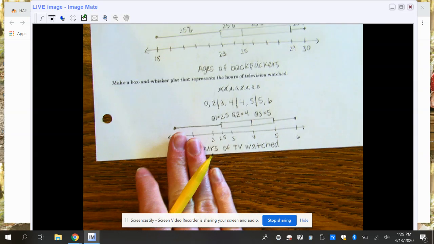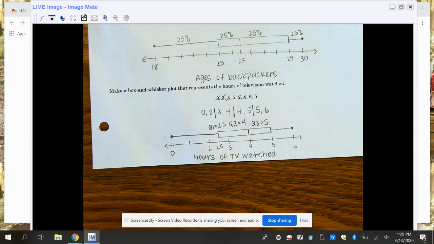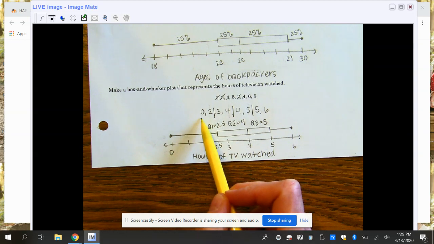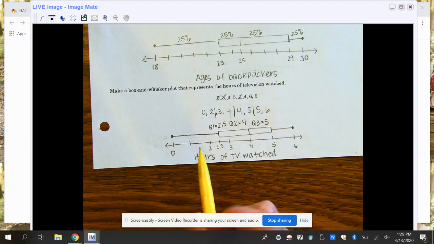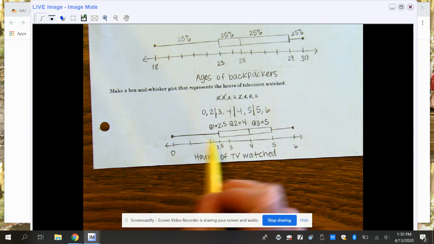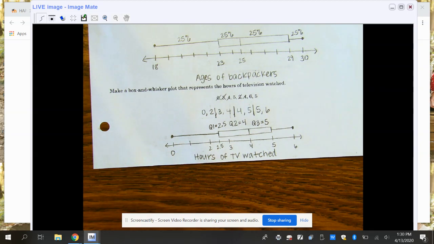So this one's a little bit more evenly spread out, I would say, as opposed to the backpacker one. You can see your boxes are a little bit closer to the same length. This whisker is still a little bit longer. Again, you've got this 0 that's a little bit different than a lot of your other data values. You're jumping right from 0 to 2, which explains why this is a little bit longer. Okay.